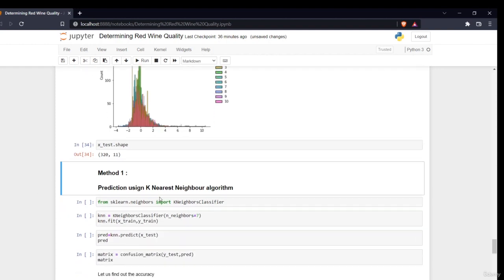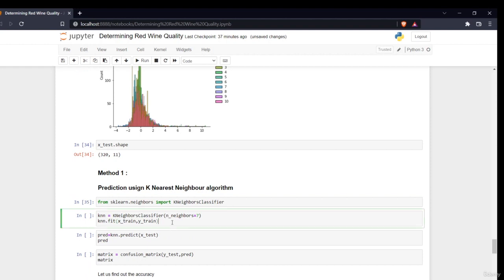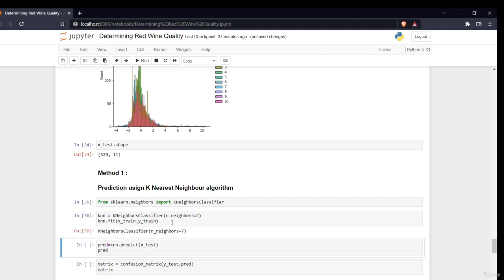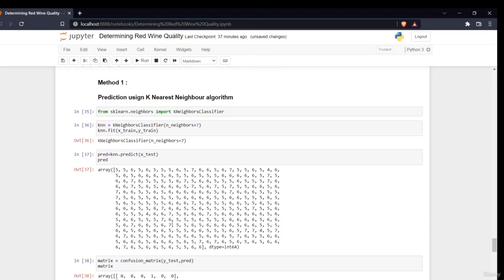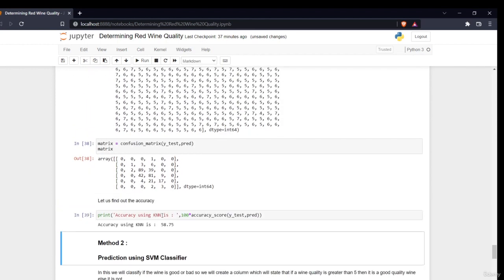The very first thing is we'll be using k nearest neighbor. So I'm just importing it. I'm giving it neighbors 7. You can actually create a for loop and see different neighbors, so you can get an idea with the accuracy of which is the best. I'll just predict it. These are the predictions, and I'll just plot the confusion matrix and the accuracy.